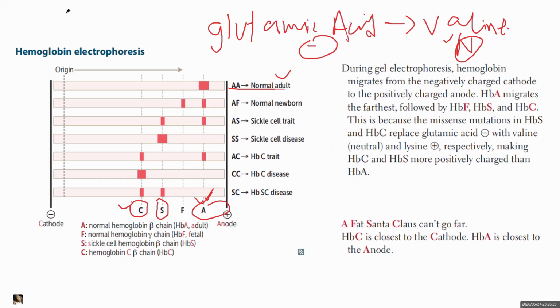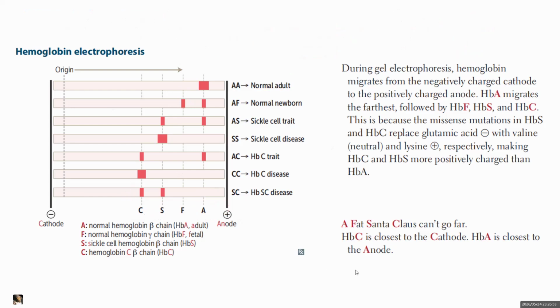And in hemoglobin C, in HbC, this was for HbS, right? For hemoglobin C, you have to remember that the glutamic acid is replaced by lysine. Lysine is positively charged, so hemoglobin C becomes even more positive compared with hemoglobin A. That means it migrates even less, and therefore it stays closest to the cathode. Okay, remember this one.